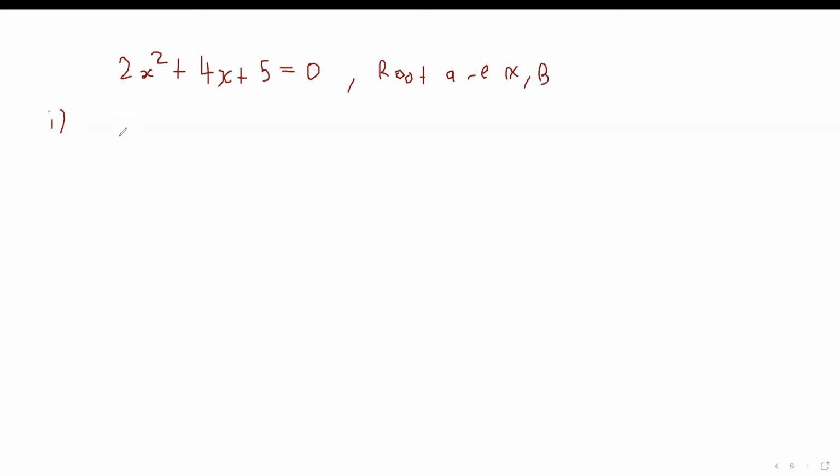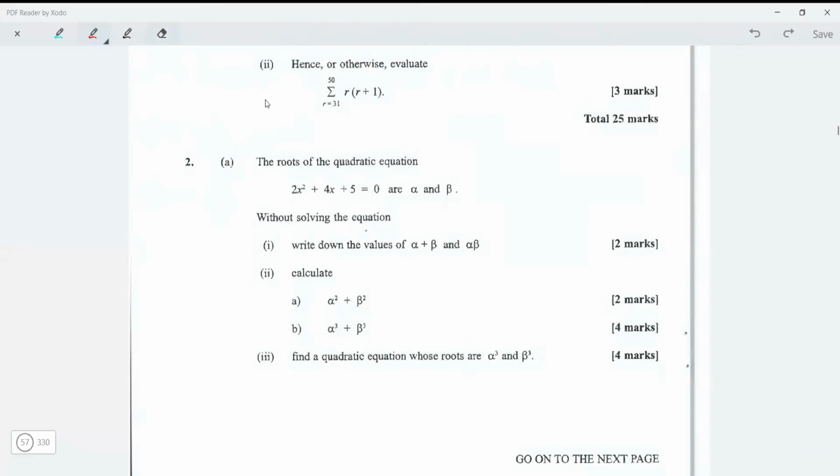So if the roots are alpha and beta, then alpha plus beta, which we know is equal to minus b over a, is minus 4 over 2, and minus b over a, that's negative 2. Then the next thing we know is that alpha times beta is going to be equal to c over a, which is going to be 5 over 2. All right, so we write down alpha plus beta and alpha beta. You can even put it on the paper. See it here, alpha plus beta, this part was negative 2. Alpha beta, this part was 5 over 2.